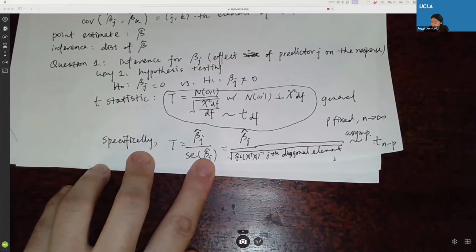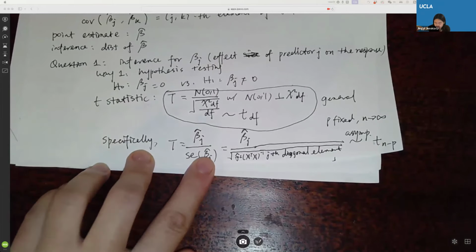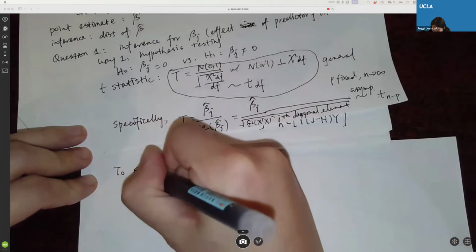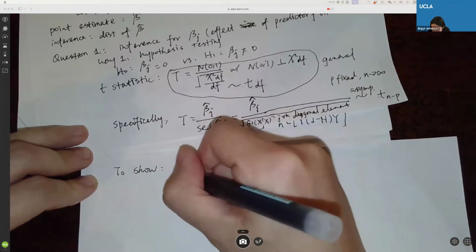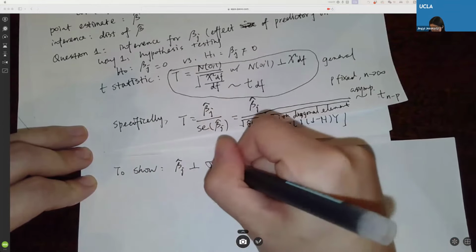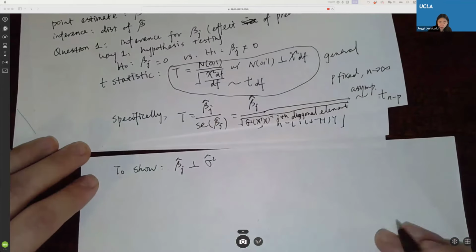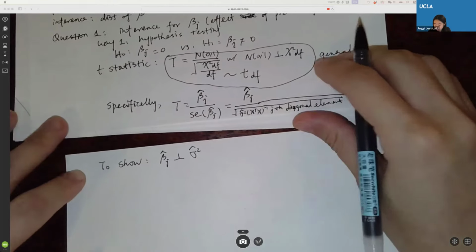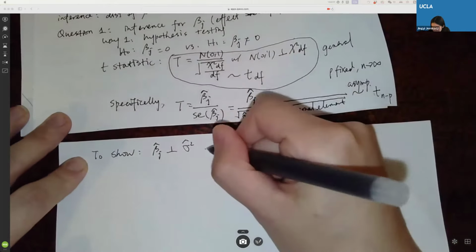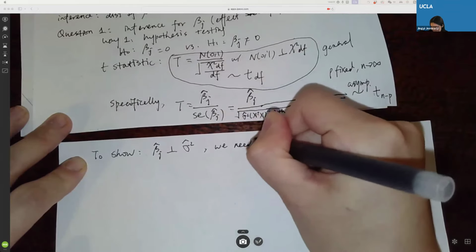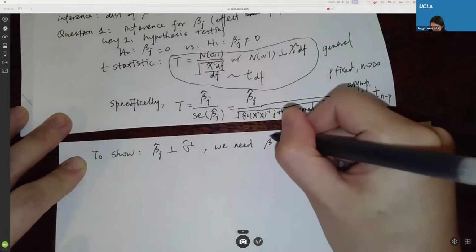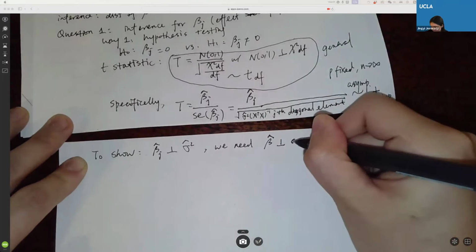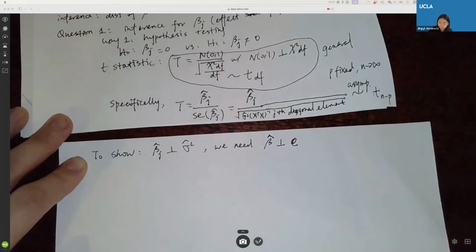test statistic and try to justify that we have independence. So the next thing is to show that we have beta j hat independent of sigma square hat. Essentially, it is sufficient to show that beta hat, this vector as a whole, is independent of the residual vector e.